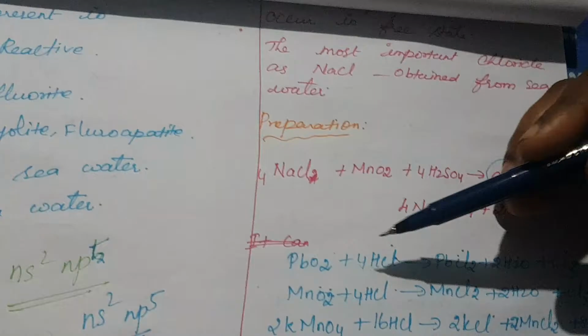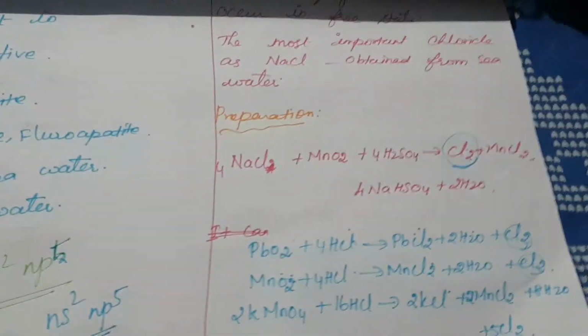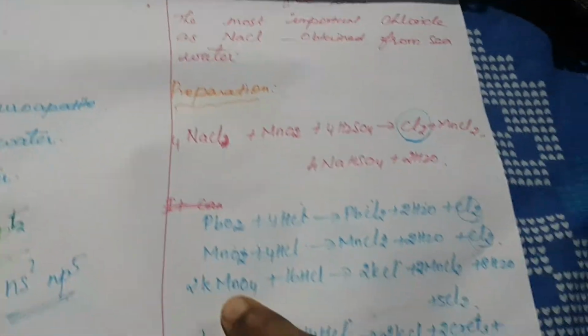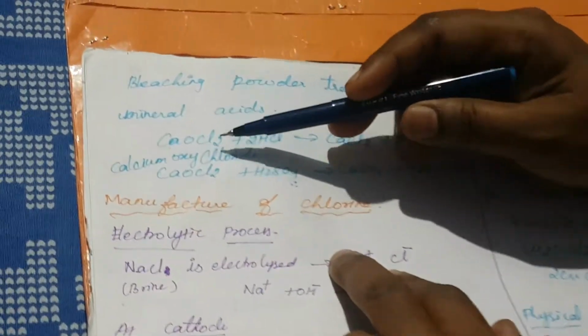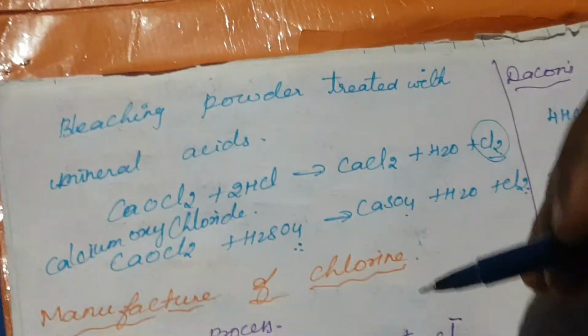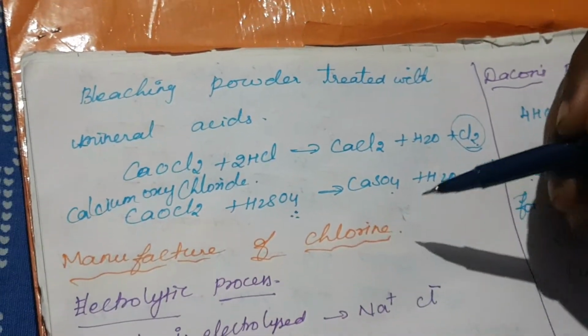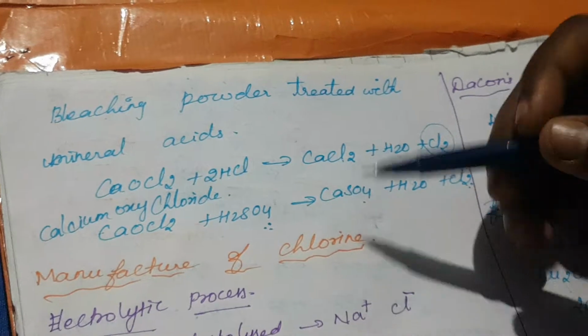First one is sodium chloride, lead oxide, manganese oxide, potassium permanganate and potassium dichromate. Another method is bleaching powder, that is calcium oxychloride. Next one is another method, manufacture of chlorine. There are two methods by which it is manufactured.